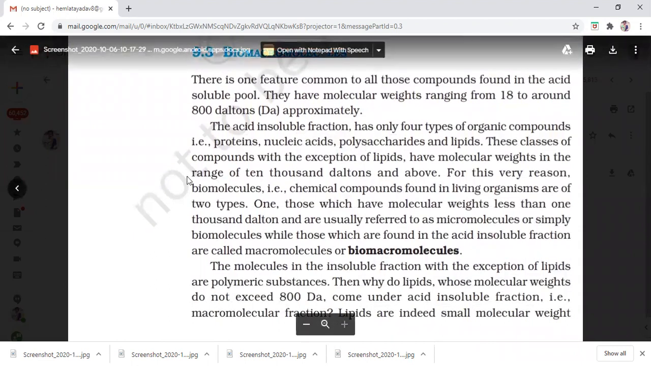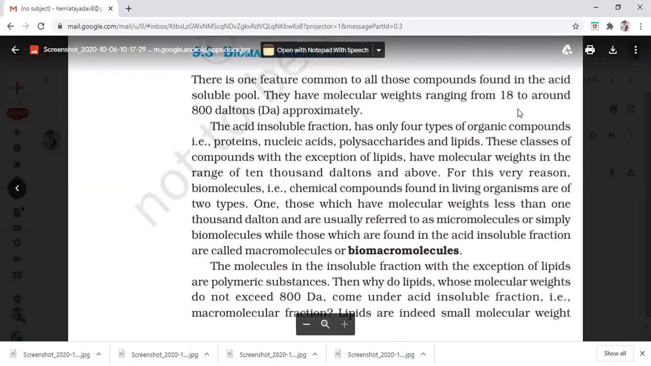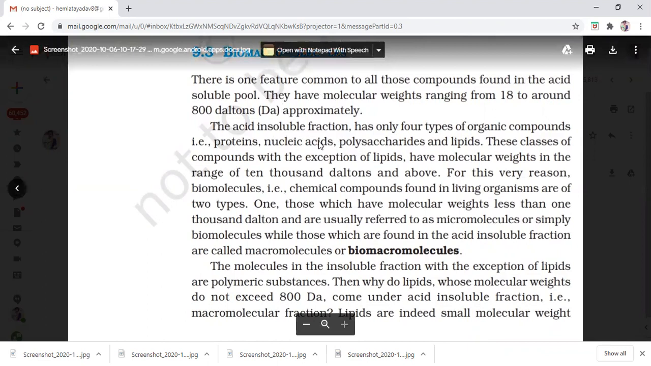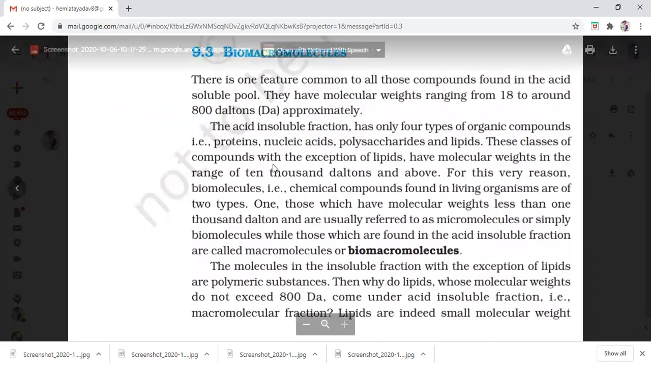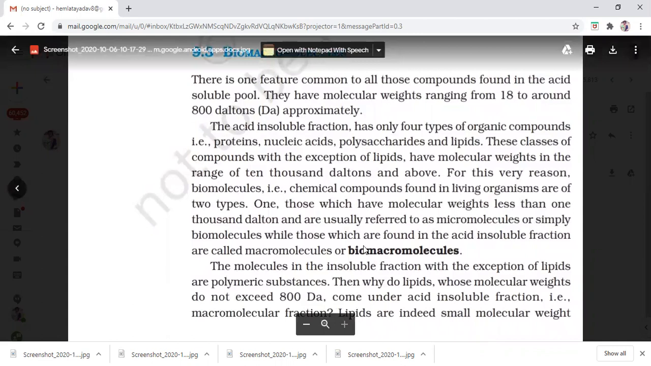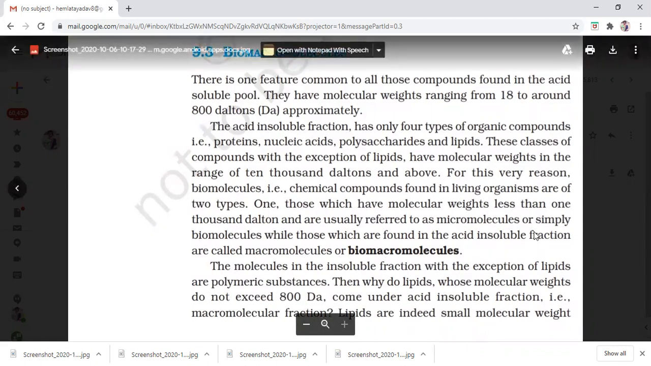Now biomicromolecules and biomacromolecules. According to their size, according to their weight, if the molecular weight ranges from 18 to 800 Dalton, then we say that the substance is a biomicromolecule. In this, the monomers will come: the amino acids, sugars. But when the weight of the chemical compound is more than 10,000 Dalton, then it becomes a biomacromolecule. And these will be found in the acid insoluble fraction.